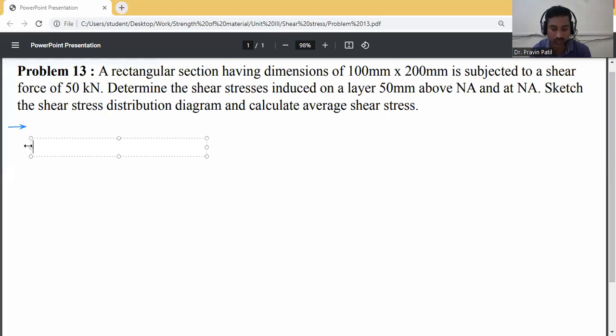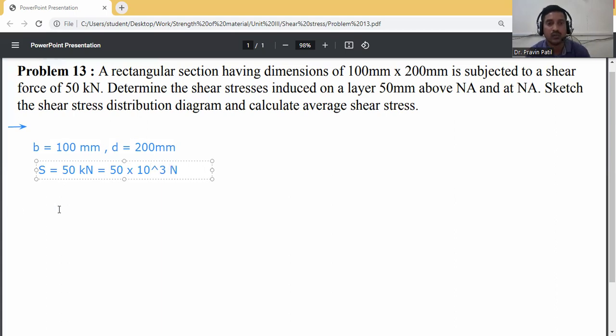A rectangular section having dimension width is given, b is equal to 100 mm. And depth of this section, d is equal to 200 mm. Okay. So shear force S is given, S is equal to 50 kilonewton. Convert it from kilonewton to newton. That is 50 into 10 to the power 3 newton. Okay. So first of all, draw the section of this beam.